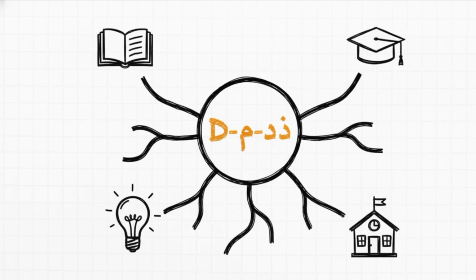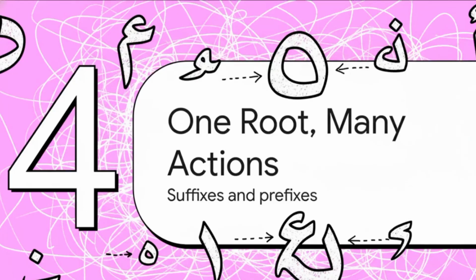Okay, let's make this real with an example. Take the root Dal, Ra, Sin, or DRS. The core concept, the idea locked inside these three letters, is everything related to studying. This is the raw genetic material for an entire family of words. So how do we get from a vague concept like study to an actual verb you can use? This is where the elegance of the system really shines.